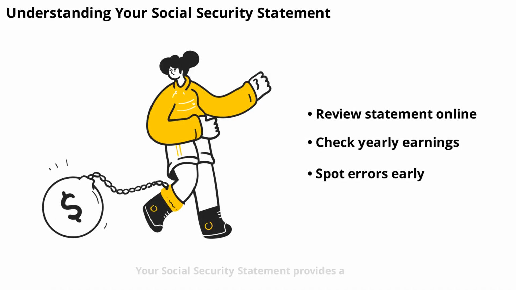Your Social Security statement provides a summary of your earnings and estimated benefits. Reviewing this statement regularly helps you spot errors early. You can access your statement online through your My Social Security account. Take time to review each year's earnings and make sure they match your records. If something looks off, investigate further.